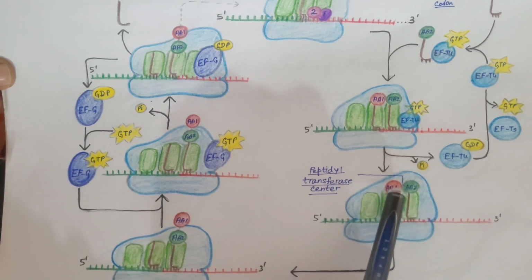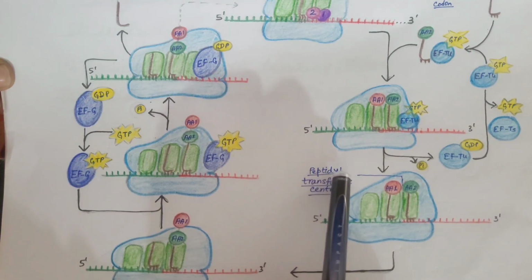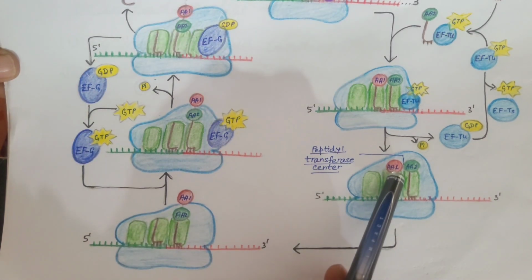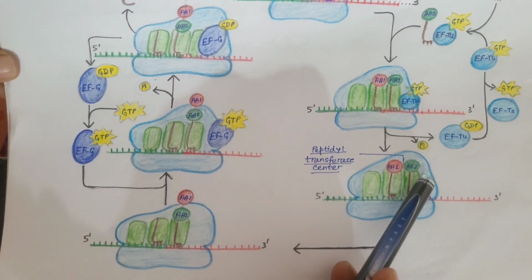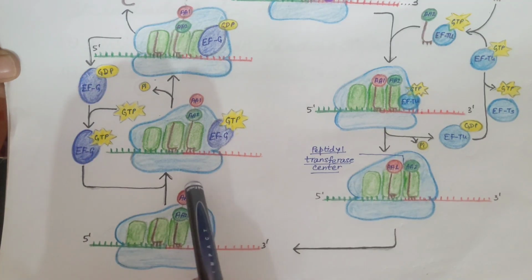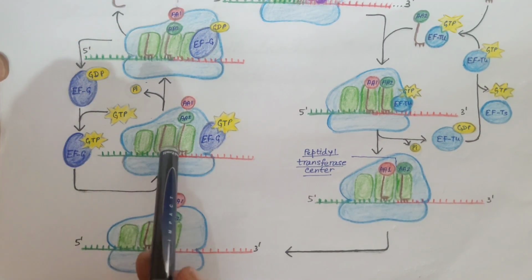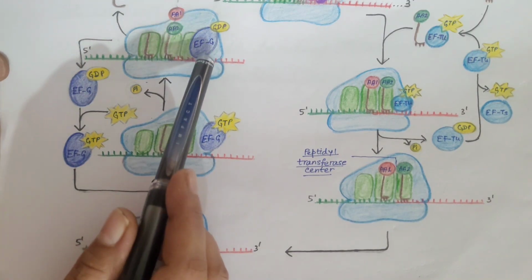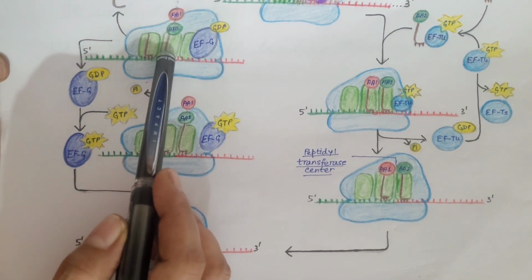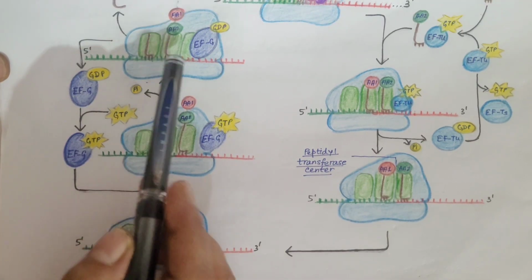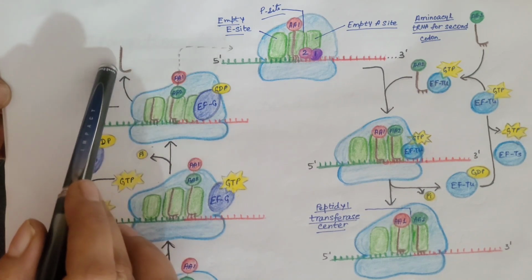Then the peptide bond is formed between these two amino acids. This formation of the peptide bond is catalyzed by the peptidyl transferase enzyme. After that, N-formyl methionine is transferred to the A site. Hence, peptidyl transfer RNA is formed at the A site and the uncharged transfer RNA is left at the P site. After that, peptidyl transfer RNA is translocated from the A site to the P site and uncharged transfer RNA is translocated to the E site. This then exits from this E site.